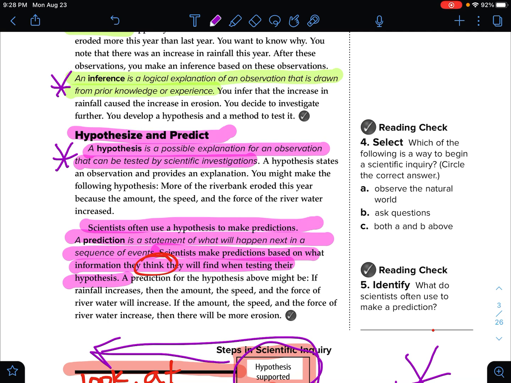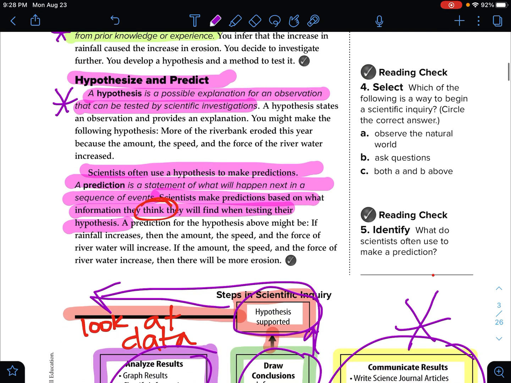Because there's more rain, there's going to be more water coming through, and that water rushing through the banks of the river is eroding that, just like pouring water on a sandcastle. You're going to break down the walls of that sandcastle. That's erosion. So scientists often use a hypothesis to make predictions. A prediction is a statement of what will happen next in a sequence of events. Scientists make predictions based on what information they think they will find when testing their hypothesis.